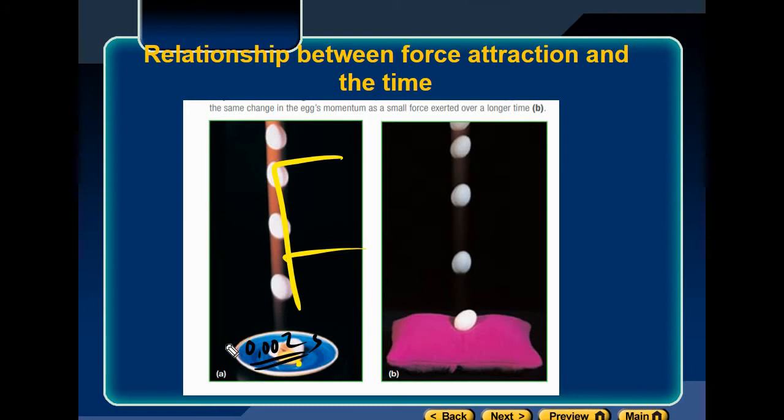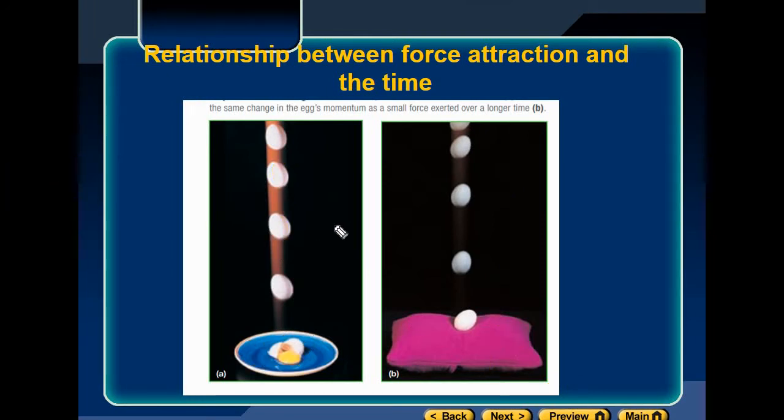Less time, very small, very short time, we have more force exerted on this egg. But on the other hand, here we will make a long time. Maybe this one has 0.01 second. Now this one is a long time, and when it is a long time we have less force exerted on this object, and that is why this one is not damaged.